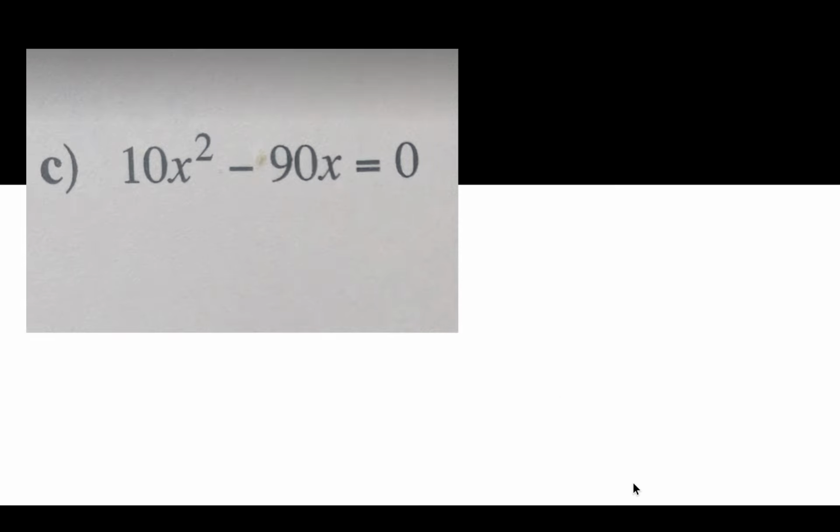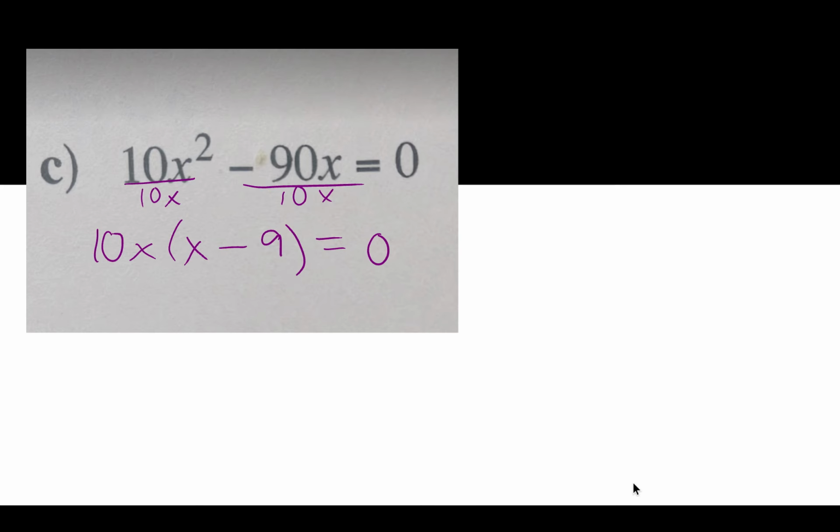So our next one, looking at 10x squared minus 90x. So first, again, we want to factor it. So we're going to pull out a 10 and an x from each term. So if we divide this first one by 10x, you're left with x. If we divide -90x by 10x, you're left with -9. And now all of this equals 0.